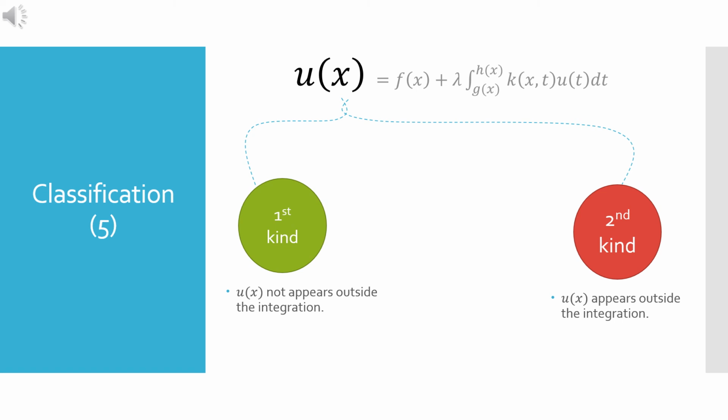Classification number 5. We look at the u(x), which is outside the integration. If u(x) does not appear explicitly outside the integration, then we call the integral equation a first-kind integral equation. What if we find the u(x) appears explicitly outside the integral? Then we call it a second-kind integral equation.